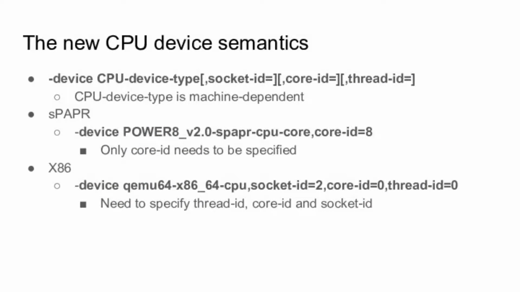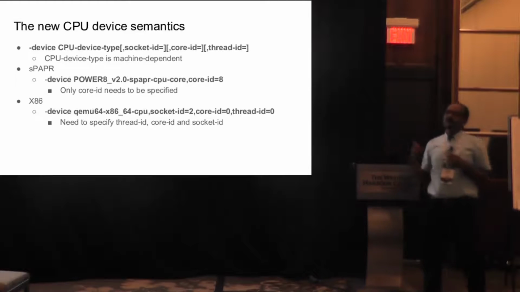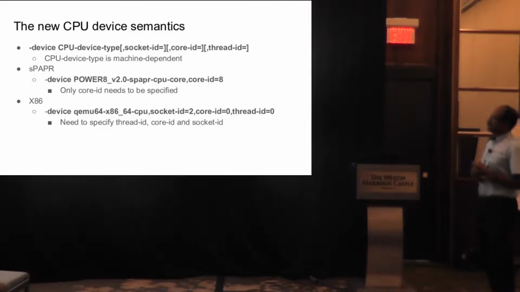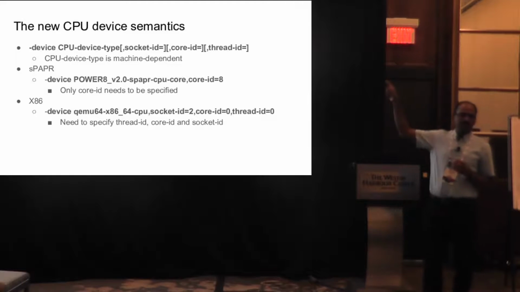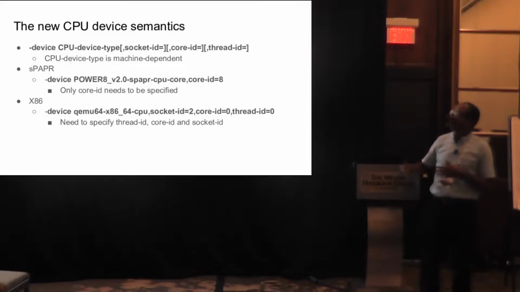So finally, this is where we ended up. These are the semantics to do CPU hotplug in QEMU, and this is going to be present in the upcoming 2.7 release of QEMU that is supposed to happen next week. So what we have is this CPU device type as well as some options, socket ID, core ID, thread ID, specified along with the -device command line switch. The CPU device type is of course machine dependent. It varies between machines. For x86 it will be different, and for power it will be different.